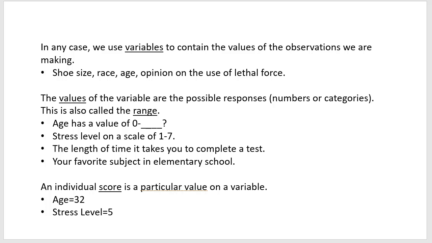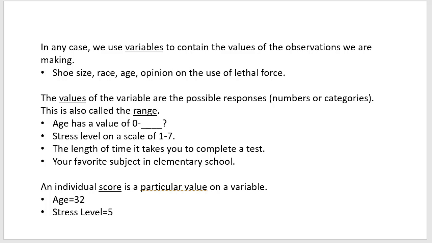So age has a value, or could have a potential value, between 0 and whatever the oldest person is right now. I leave it blank because that kind of changes all the time, unfortunately. It's one of those world records that you don't hold for very long. The stress level on a scale of 1 to 7 has values from 1 to 7. The length of time it takes you to complete a test, from theoretically almost 0 to infinity, or your favorite subjects in elementary school. Those are all things that could have values to them.